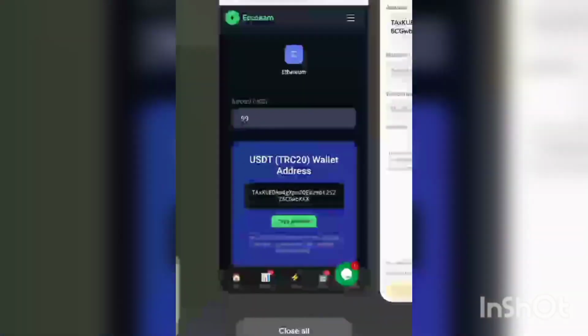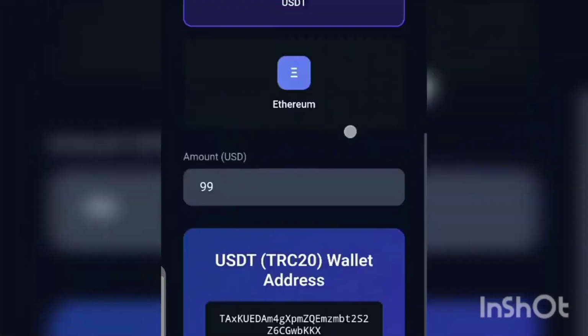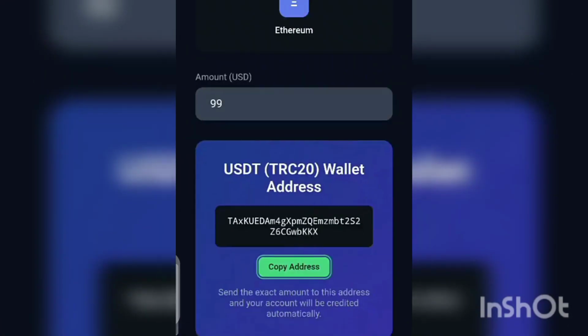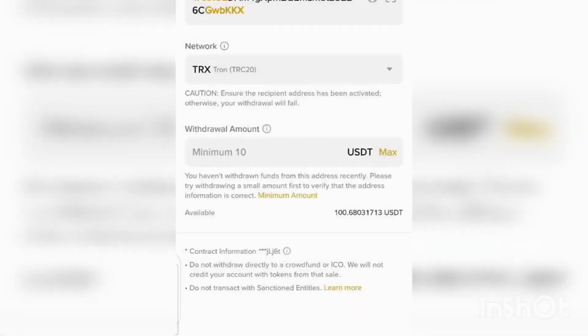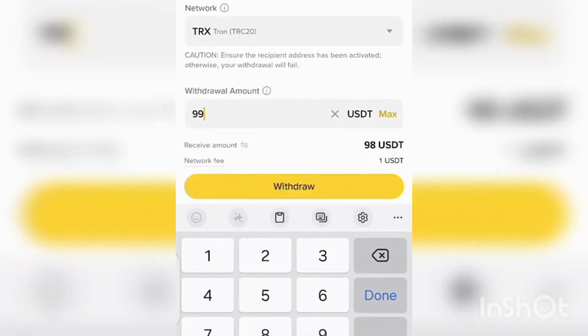Follow it step by step. You paste your address and you cross-check it with the one you have in your wallet to make sure that it is correct. Then I'm gonna be selecting TRC20, which is Tron, to make sure that we selected the proper network. The next thing I'm gonna do here now is to input the amount.